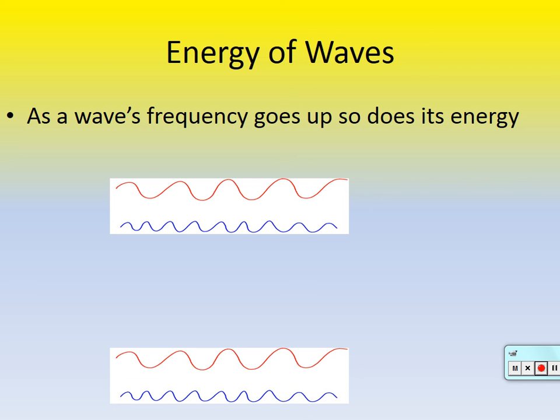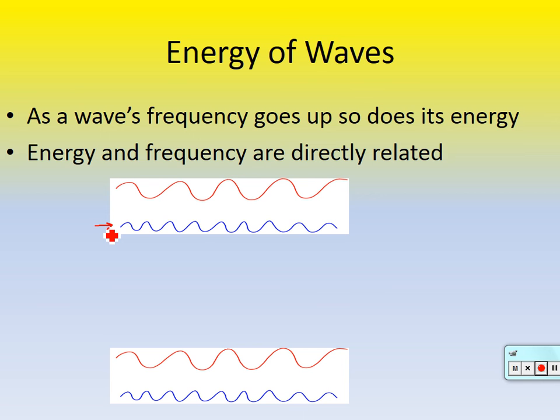As a wave's frequency goes up, so does its energy. So which wave, guys, red or blue, has a higher frequency? Blue, good. There's more waves, right? There's a lot more waves per time here. So this one has a higher frequency. Which one would have higher energy? Blue has higher energy. Good.